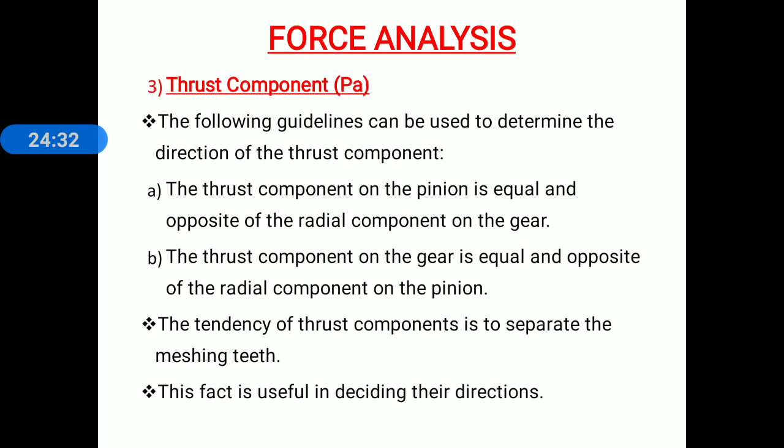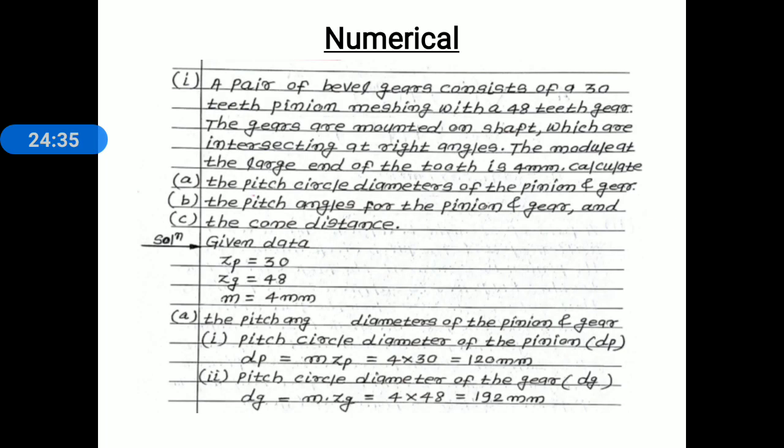This is about the force analysis of a bevel gear. Now let me solve one numerical. Everyone read this problem statement. A pair of bevel gears consists of a 30 teeth pinion meshing with a 48 teeth gear. The gears are mounted on shafts which are intersecting at right angles. The module at the large end of the tooth is 4 mm. Calculate A, the pitch circle diameter of the pinion and gear. B, the pitch angle for the pinion and gear. And C, the cone distance. This is the problem statement.